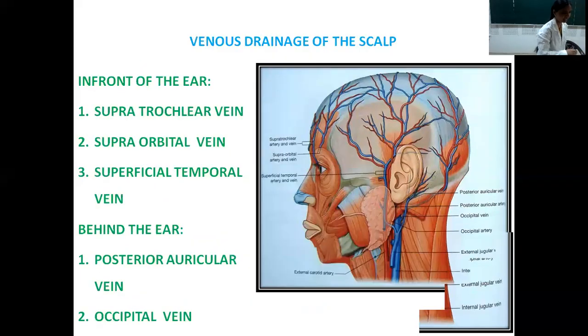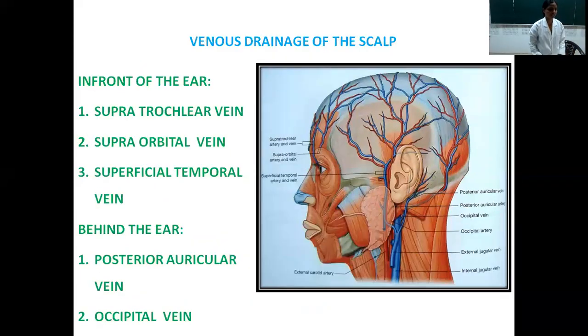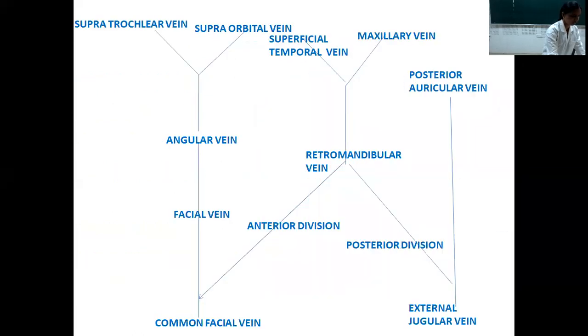Then venous drainage. So what are these veins? The veins exactly correspond with the arteries, but they drain differently. As usual, the arteries are supraorbital and supratrochlear, so the veins are also the supratrochlear vein, supraorbital vein, and superficial temporal vein in front of the ear, whereas behind the ear are the posterior auricular vein and occipital vein. Now you see how they drain.